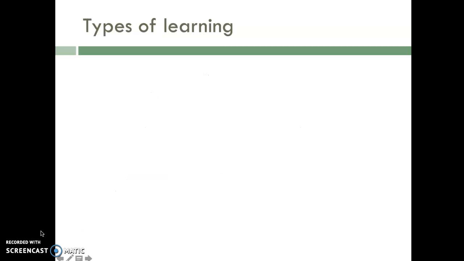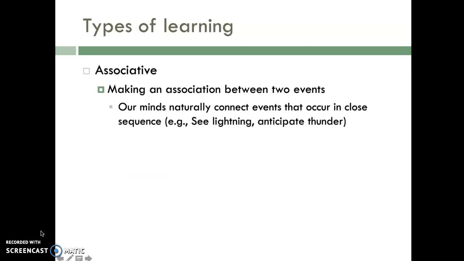So there are a couple different types of learning. First is that we learn by association. So we make an association between two events that occur in close sequence. For example, thunder and lightning occur close together in sequence, and so we learn to associate those two things together. Our minds naturally connect events that occur in close sequence.